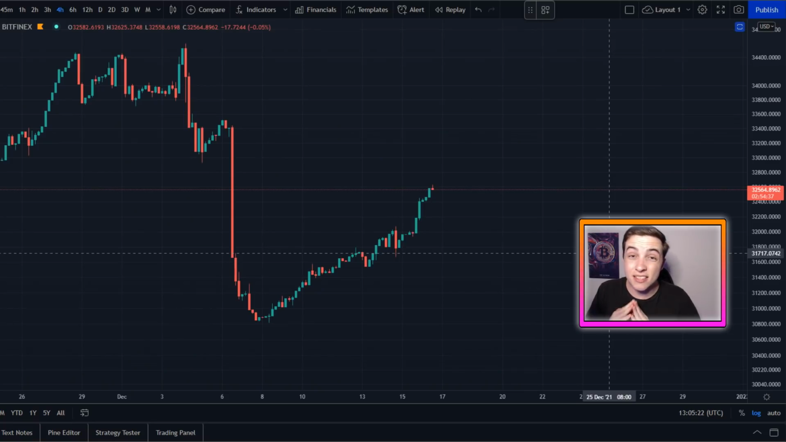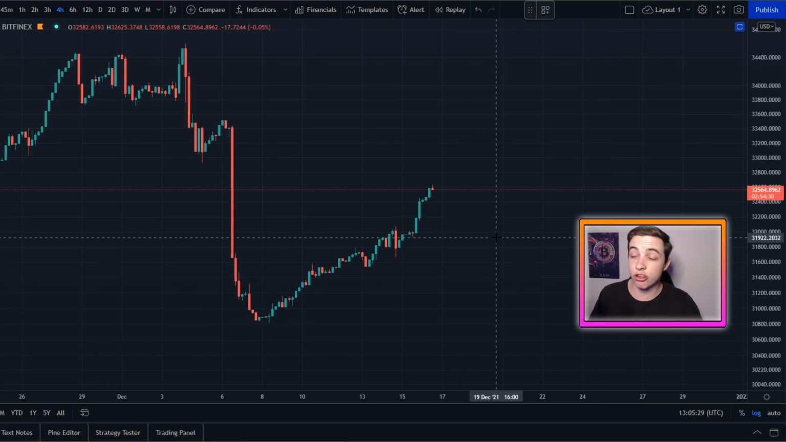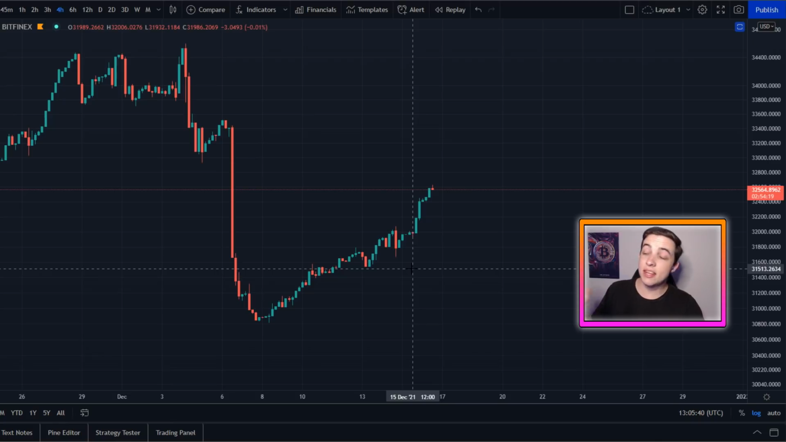But with that being said, there's a lot of new long positions beginning to open back up again after we saw the flash crash around 1.5 weeks ago. And by the way, this chart just here, this is the Bitcoin long positions over on the Bitfinex exchange on the 4-hour time frame.